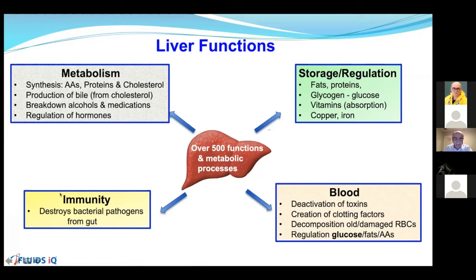We know that it has a part to play in immunity. It is a key area for destroying bacterial pathogens coming from the gut. It is doing that constantly. And as far as the blood is concerned, we do know that it is always deactivating toxins. It is the filtering area of the body where a lot of these toxins do come in. It creates a lot of our clotting factors, and of course it will decompose many of the old and damaged red blood cells, and in many ways is a major area for the regulation of glucose, let alone fats and amino acids.